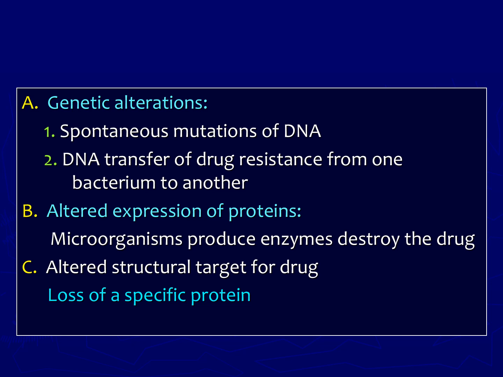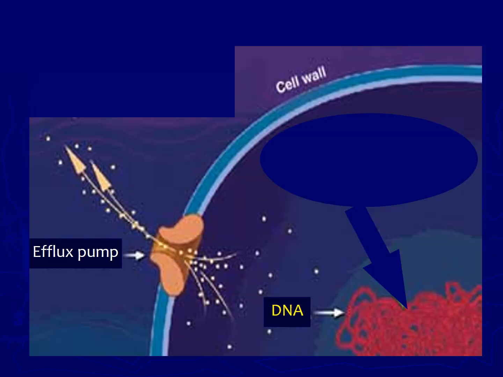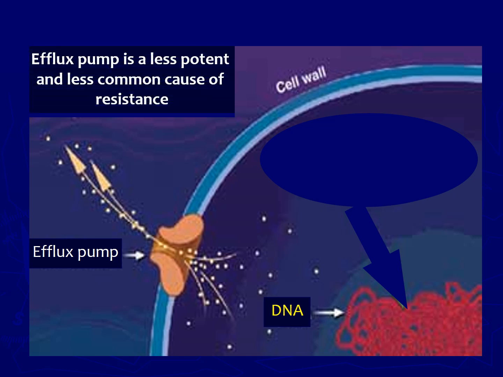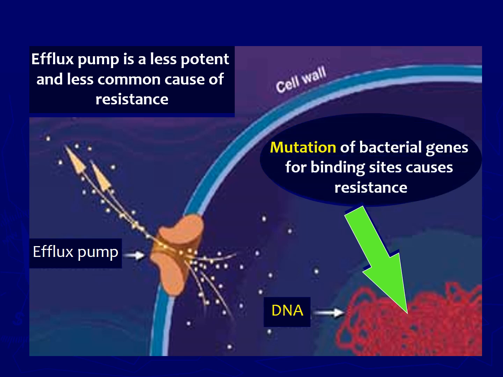We will see later on with the different protein synthesis inhibitor drugs. Or there may be alteration in the metabolic pathway, like in the synthesis of folic acid. There may be overactivity of the efflux pump. Usually the efflux pump is a less potent and less common cause of resistance. Or DNA. This is one of the strongest sites where resistance develops. So, mutation of bacterial genes for binding sites may cause resistance development.